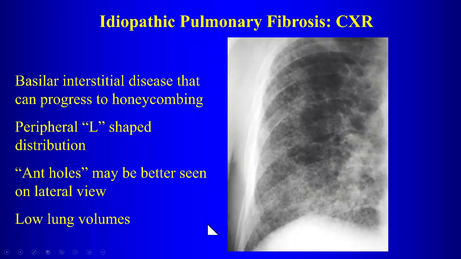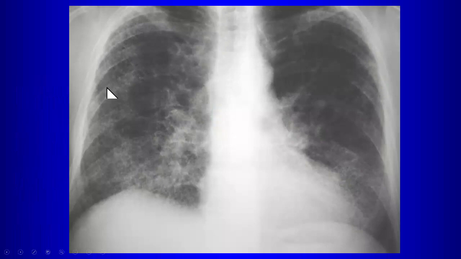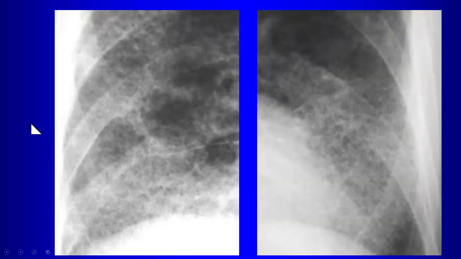Those are the areas of honeycombing. And low lung volumes is also associated with this disease. So on the chest radiograph, this L-shaped distribution of interstitial disease is very characteristic of a UIP pattern or idiopathic pulmonary fibrosis. And when we look close, we can see all these little holes which represent the areas of honeycombing.